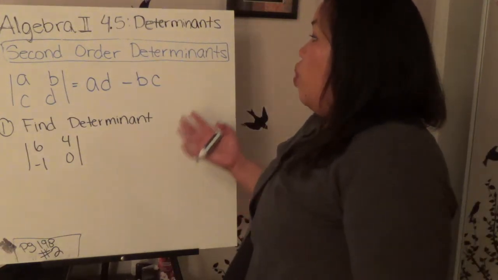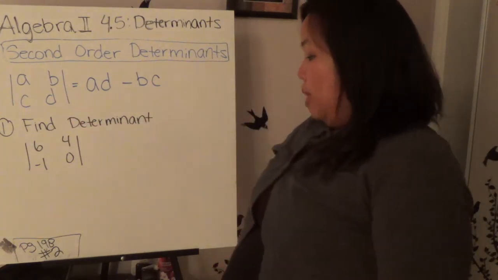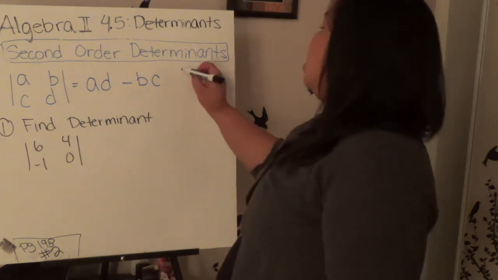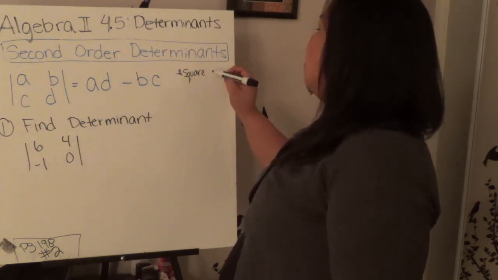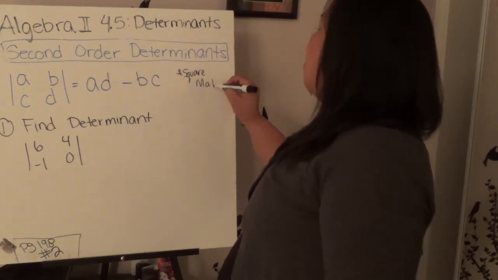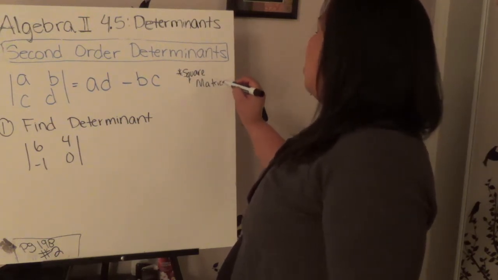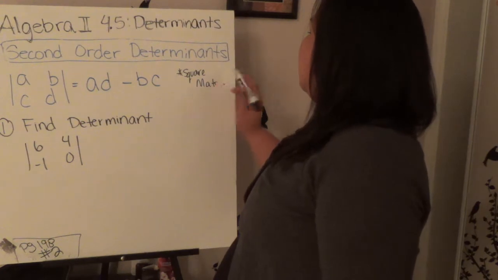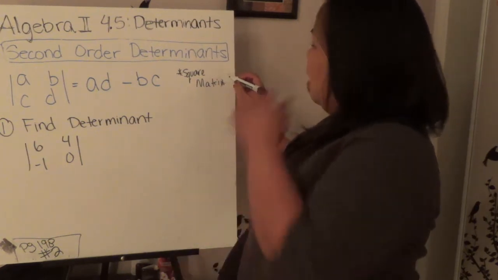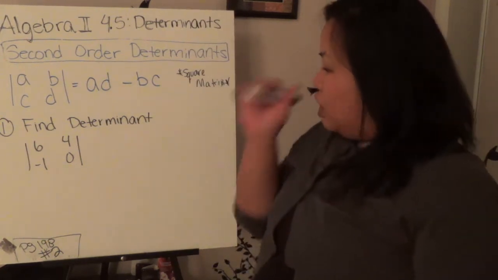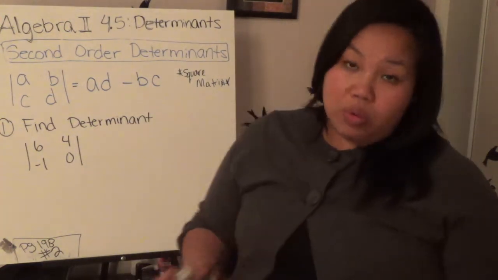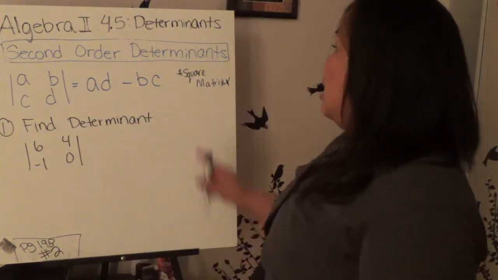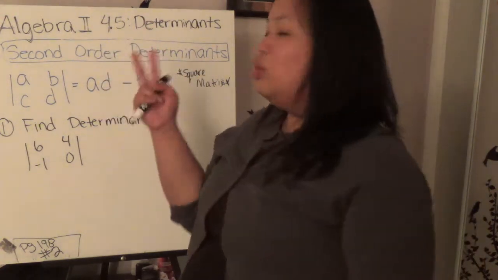So it's very easy to do it for a 2 by 2 matrix, and these have to be square matrices. What that means is it has to be the same number by the same number matrix. So, for example, this is a 2 by 2. We can do a 3 by 3. We can do a 4 by 4. So we're dealing with only square matrices here. And this is the second order, so that means it's just a 2 by 2.